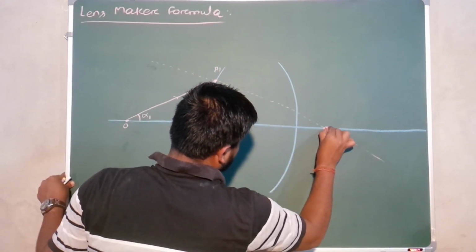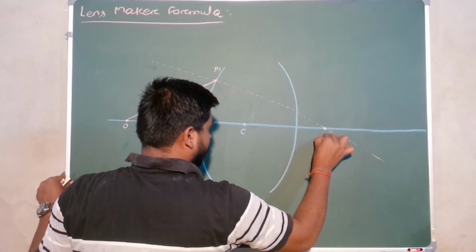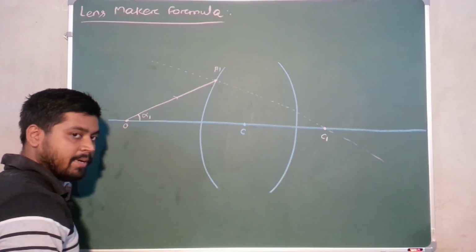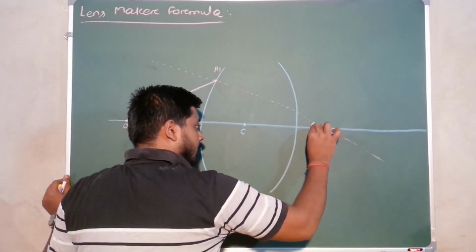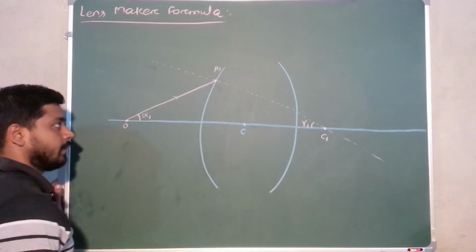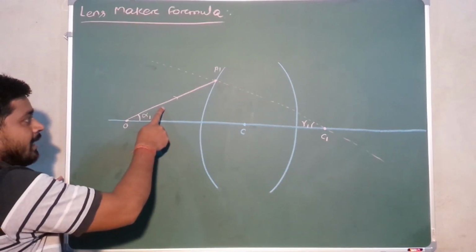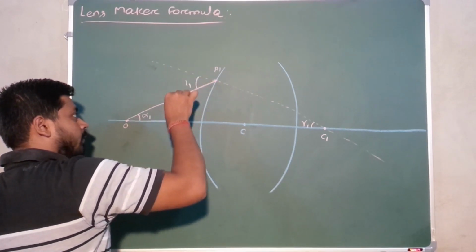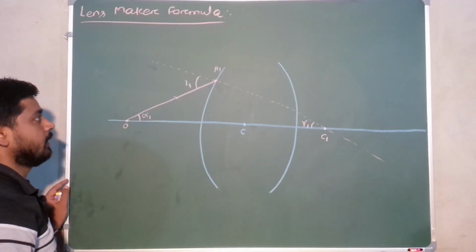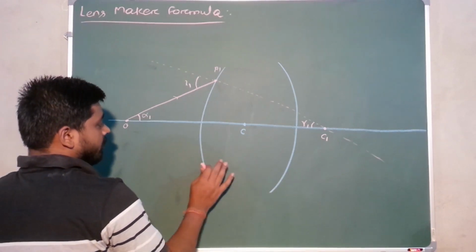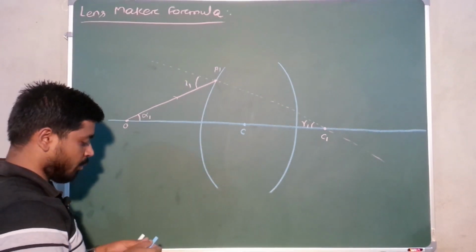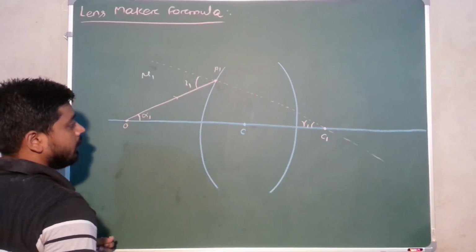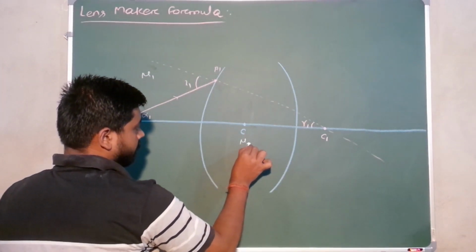Let this one be the point C1. C1 is the center of curvature of the first refracting surface. Let this be the angle gamma 1. This is the incident ray, this is the normal, and this one is the incident angle I1. Let this one be the refractive index mu1, and this one will be refractive index mu2.